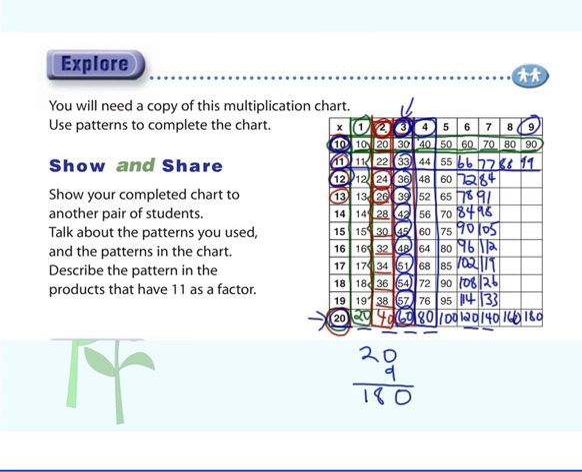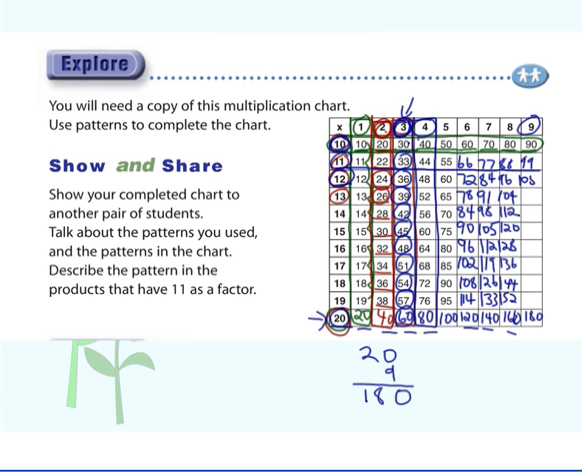So up by 8. So 88, 89, 90, 91, 92, 93, 94, 95, 96, 97, 98. So this will be 104. This will be 112. This will be 120. 128, 136, 144, and then 160.